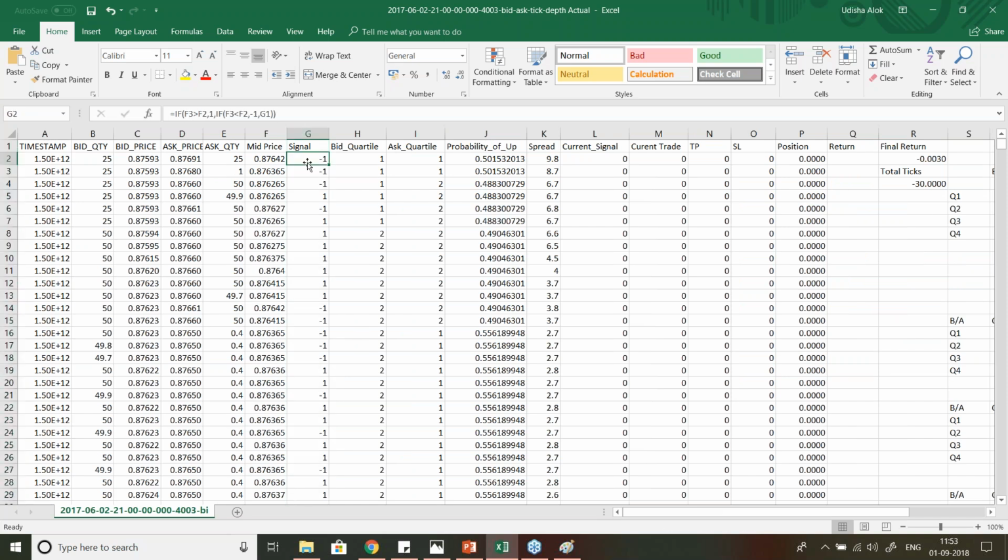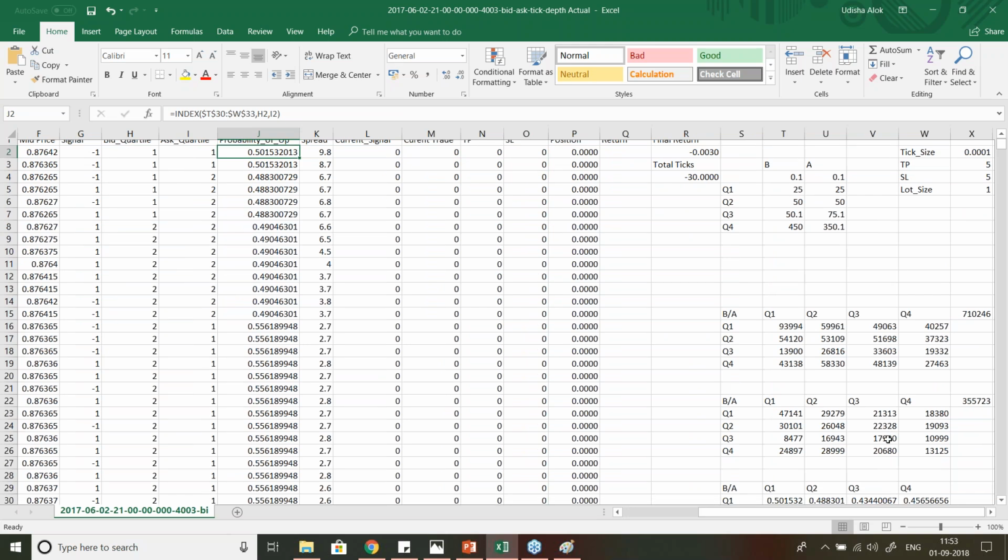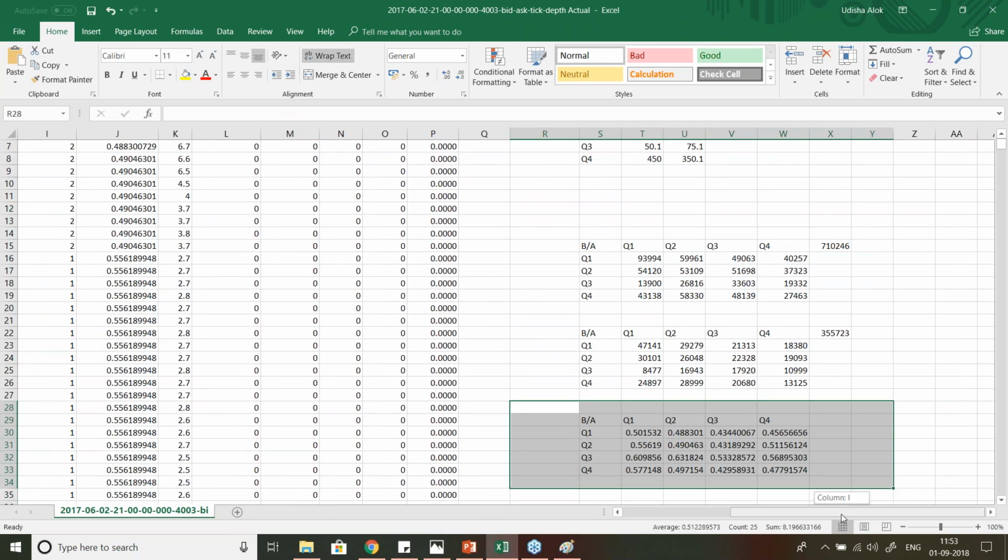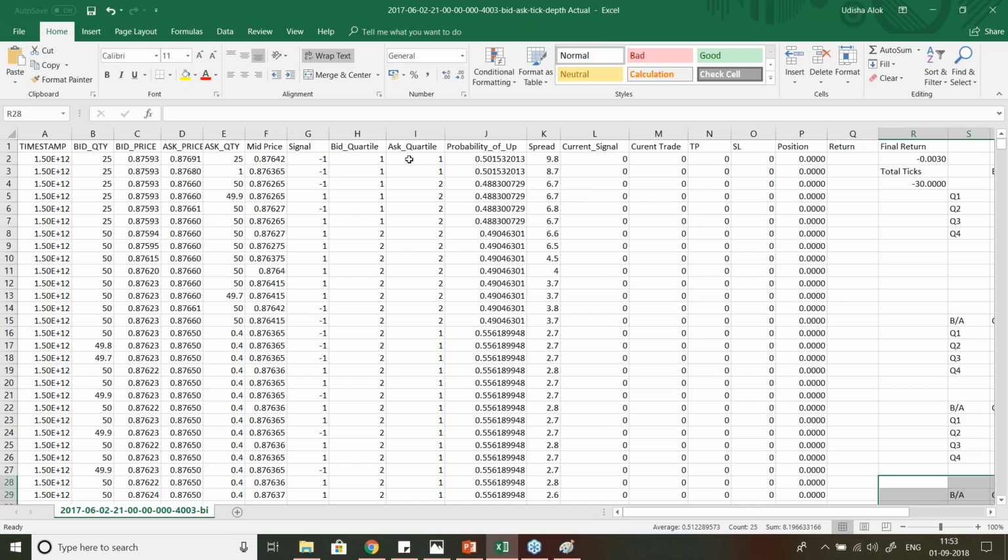So here I have calculated the signal, and here I have calculated the bid quartile, that is, in which quartile the bid volume belongs. Then I have calculated the ask quartile. Then I got the probability from this probability table. So when bid quartile and ask quartile are so and so, what is the probability of going up? So to evaluate sell probabilities, the change should be to -1. Yes, that is correct. But we don't have to do it actually. If you know the probability of going up, 1 minus that probability will be the probability of going down, right?